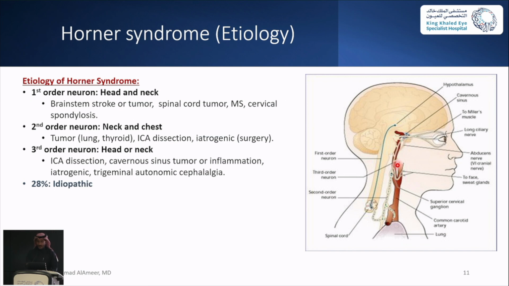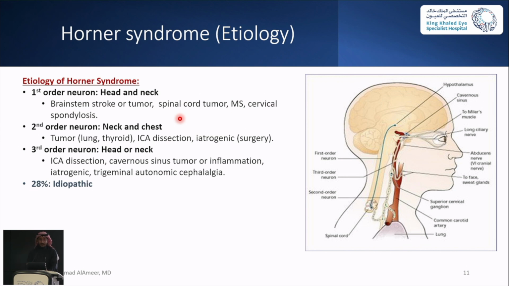And the third order neuron goes along the internal carotid artery. So if you have an ICA dissection, you might have Horner syndrome. And then it goes to the cavernous sinus, and then enters the orbit and joins the first division of the trigeminal nerve, and then it goes to the pupil. So the cavernous sinus has the third, fourth, V1, V2, and sixth nerve in addition to the sympathetic nerve. So the sympathetic pathway is in the head, neck, and upper chest.